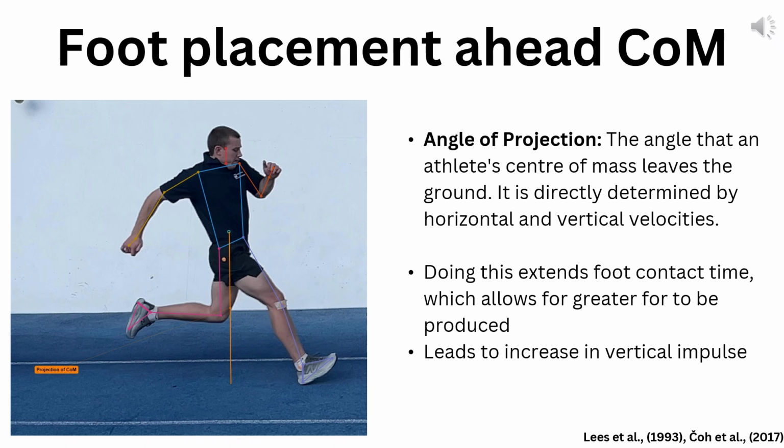Angle of projection is an idea explored throughout the literature and can be defined as the angle that an athlete's center of mass takes as they leave the ground during the takeoff phase. It is directly determined by horizontal and vertical velocities at takeoff. A 2017 study by Cott et al. explains that to optimize this angle of projection, the athlete must maximize their vertical velocity while minimizing the lost horizontal velocity. In this presentation, we've already discussed horizontal velocity through the quantitative variables. However, vertical velocity has not yet been mentioned.